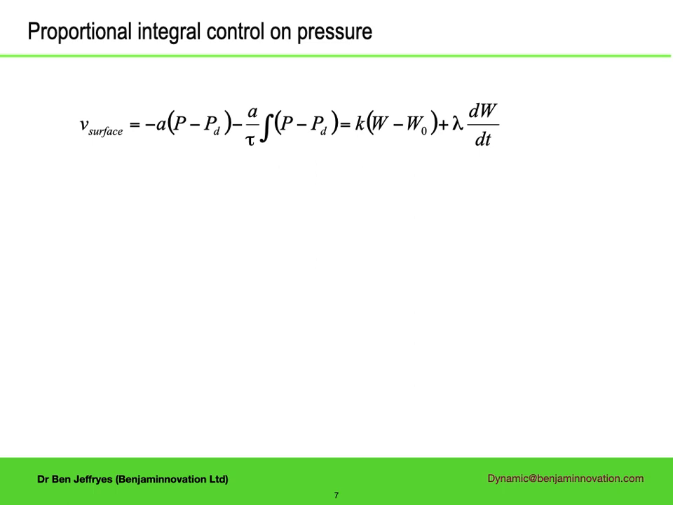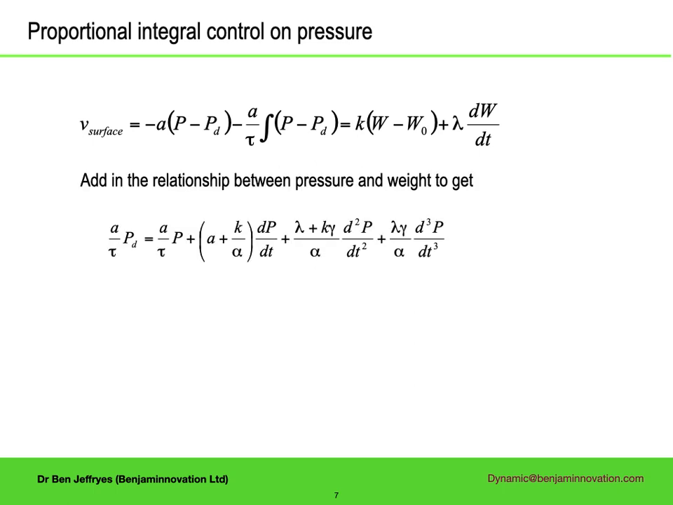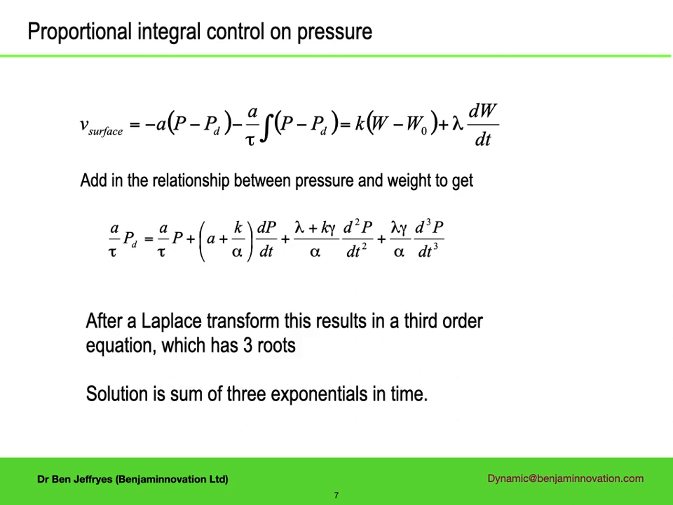Substituting pressure for weight in the control equation and differentiating enough to get a differential equation, we now have not a second-order equation, but a third-order equation, which has three roots. Solutions are the sum of three exponentials in time, so we must check whether these grow or diminish over time, i.e. whether the real parts of the roots are positive or negative.